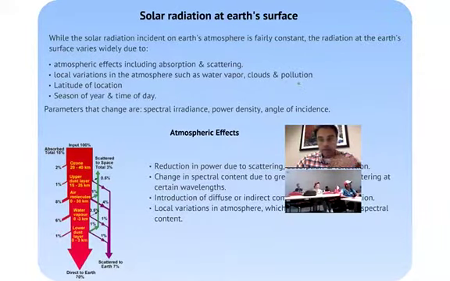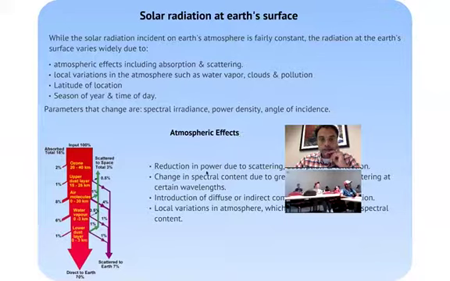So for instance, when we have an inversion, we know it's very diffuse light that comes in. Of course, it can also depend on latitude, whether you're on the equator, in the tropics, or far away from the equator in the polar regions. Of course, also season of the year and time of day. Parameters that change due to these effects are spectral irradiance, which is very important as we saw before, power density, and angle of incidence. All of these are very important for the performance of any system. So we have to be aware of these and take them into account.